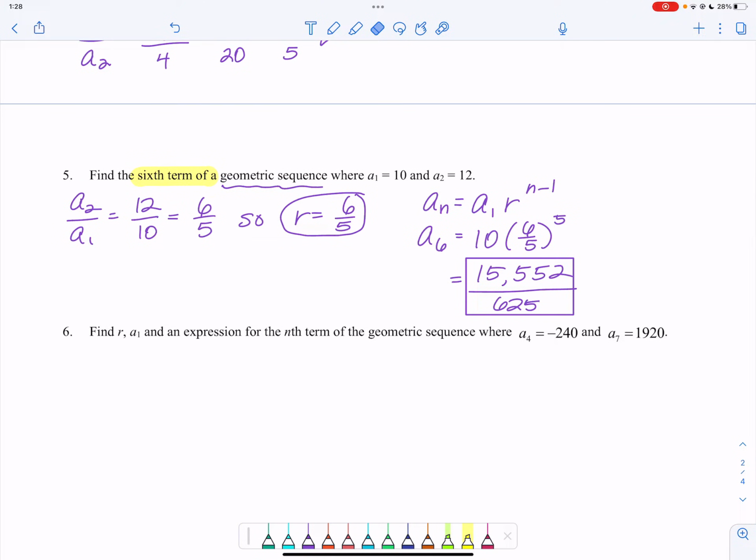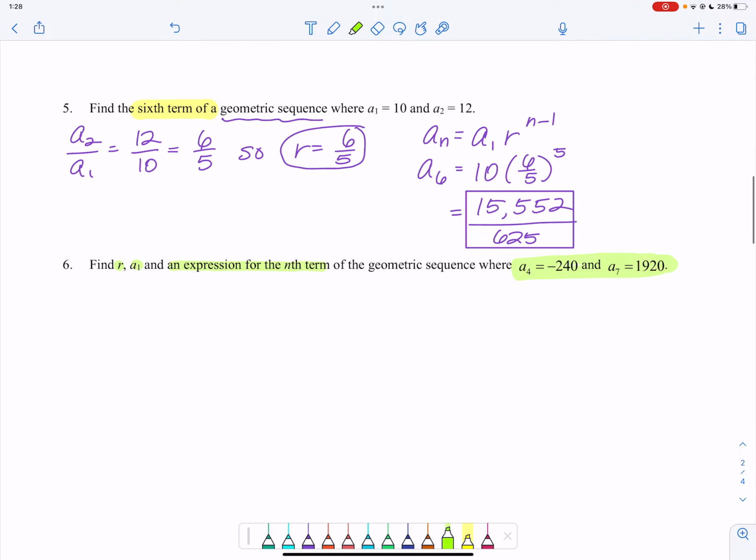Okay, now in number 6, we're going to find r, a sub 1, and an expression for the nth term when they give us a sub 4 and a sub 7. So we have a little work to do. The first thing we want to do is write our formula. As you can see, we know that a sub n is a sub 1 times r to the n minus 1.